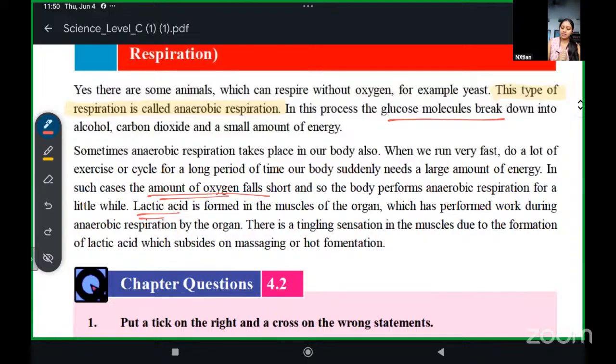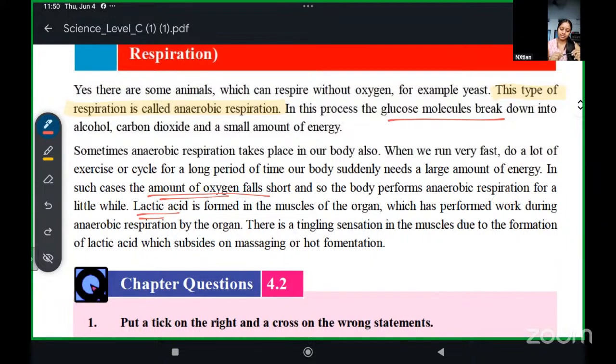Now this lactic acid forms in the muscles of the organs which are performing the work during anaerobic respiration. There is a tingling sensation in the muscle due to the formation of lactic acid, which subsides on massaging or hot fermentation.